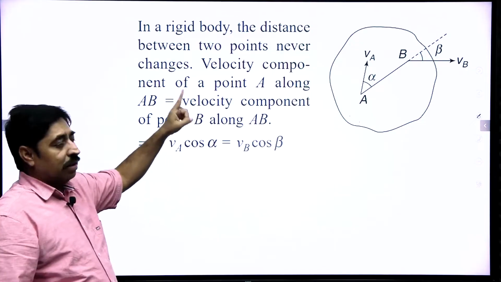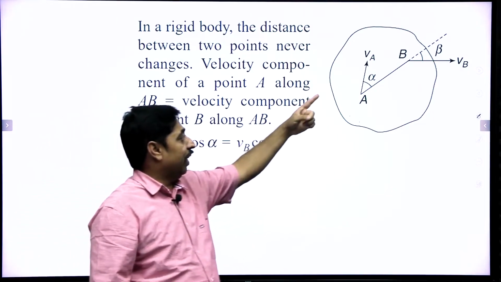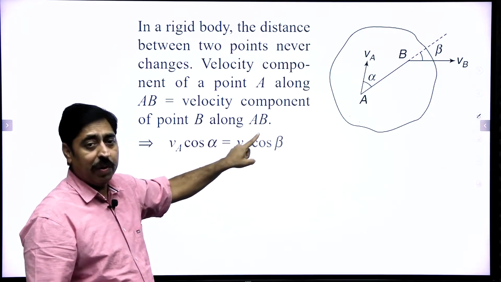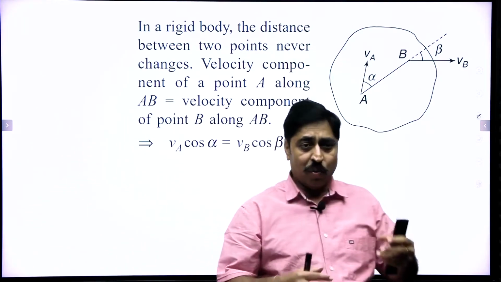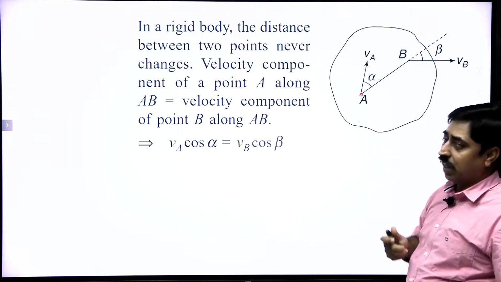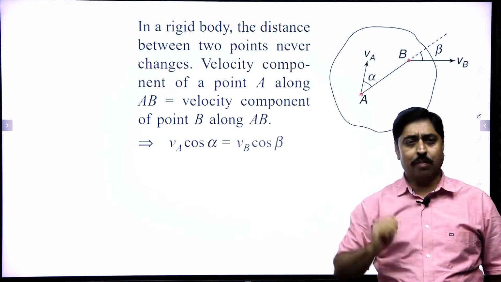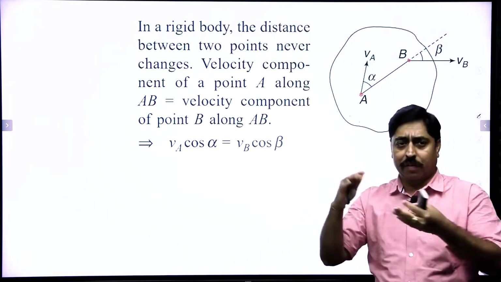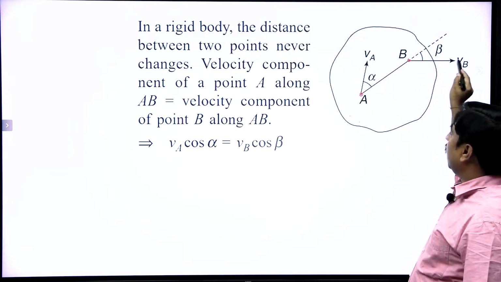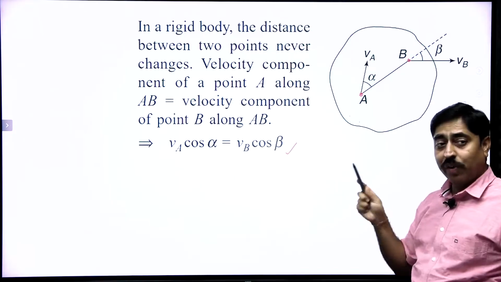But when the body is rigid, distance between 2 points never changes, which means the velocity component of some point A along AB will be the same as the velocity component of point B along AB. Like a body is moving in a certain complex fashion, and let us say point A is having a velocity in this direction, whereas point B is having velocity in this direction. The body is moving in some very complex fashion, just like this pen is moving in a very complicated way. So, if point A is having a velocity in this direction and point B is having velocity in this direction, then this condition should always hold.